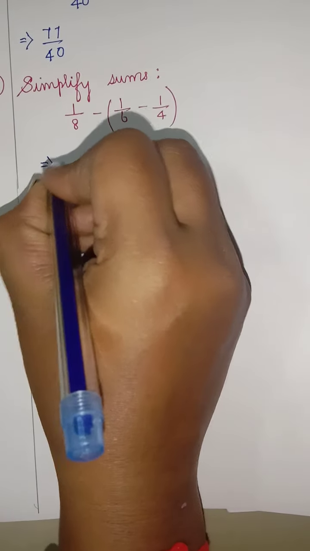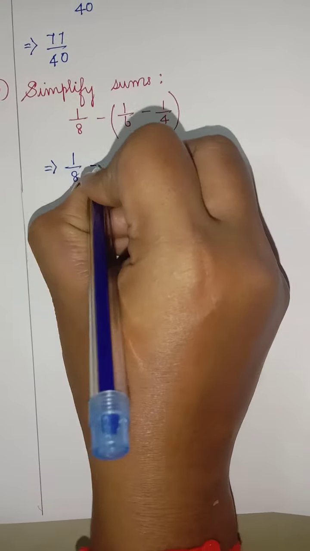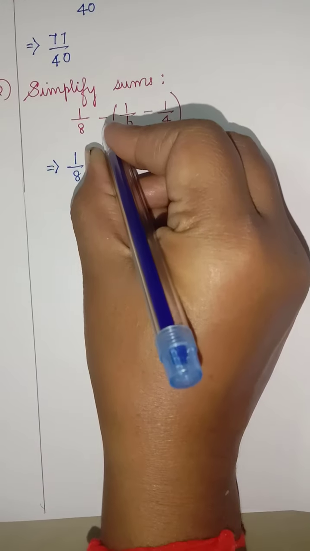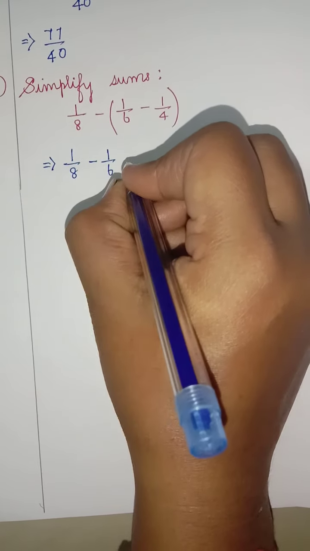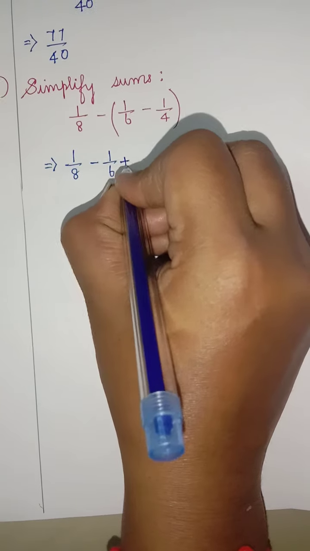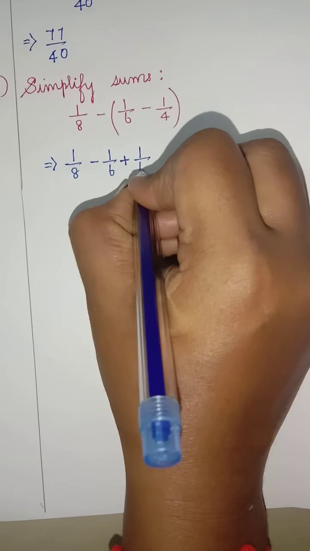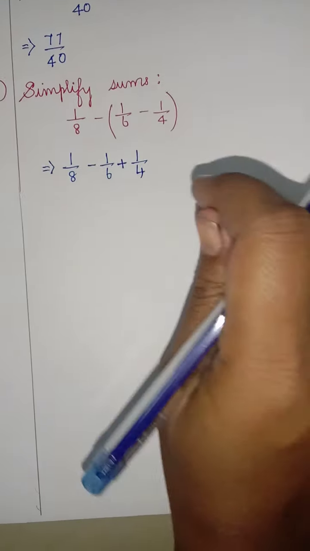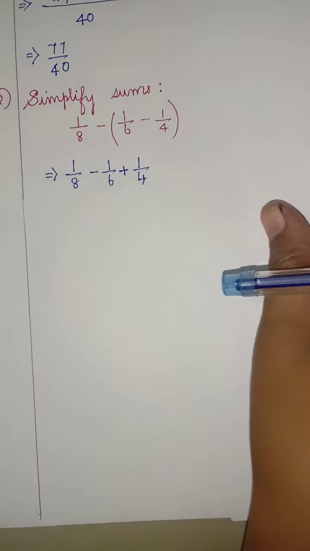So 1 by 8 minus 1 by 6. Then you just take this minus inside. So minus into minus, what is the answer? Plus 1 by 4. Okay. So first of all, we have simplified like this.